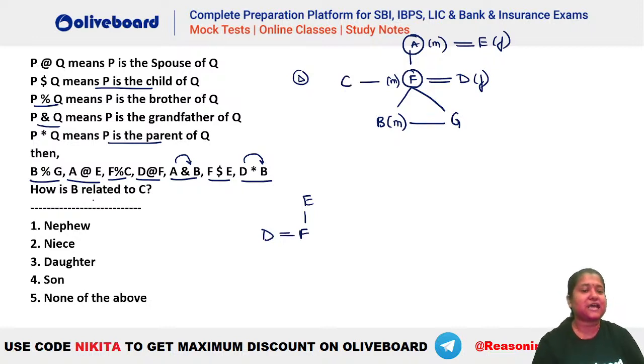Now the question is, how is B related to C? You can see B is the nephew. तो nephew आपका सही हो जाएगा. I hope this is clear everybody. तो B is the nephew of C. Okay. ये समझ में आया सबको everybody?